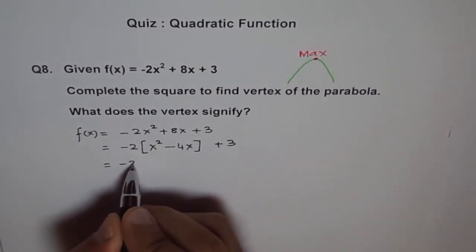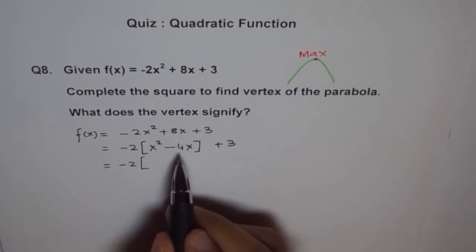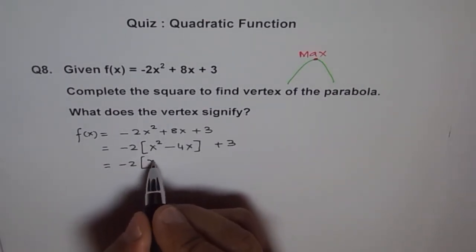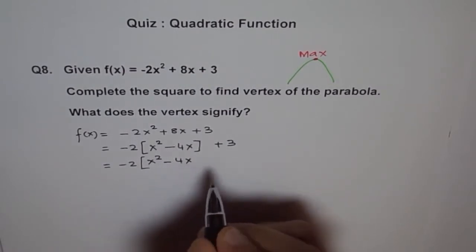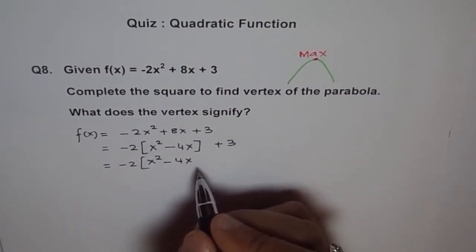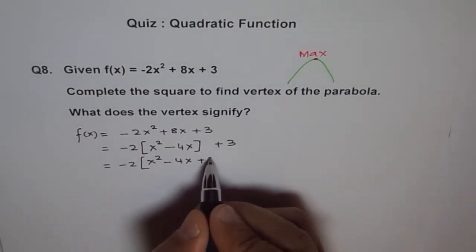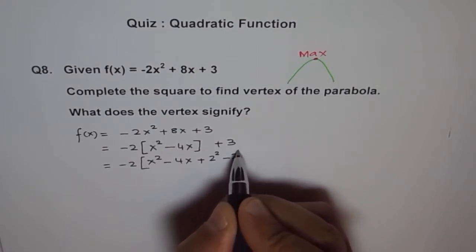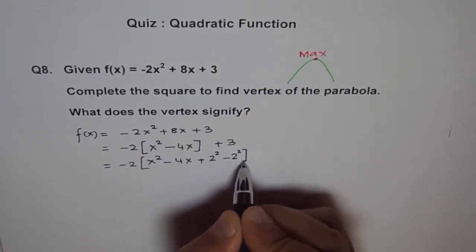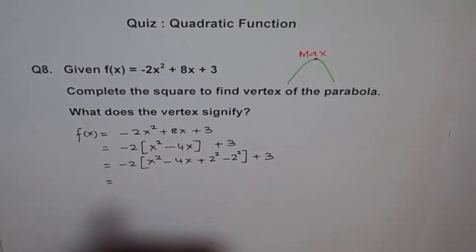Then the next step is we need to find a number which is half of this number, right? And then what should we do with that? We should add and subtract the square of that half, right? So half of this number is 2. So we'll add and subtract 2 squared, correct? Why did we do this? The whole idea is to complete the squares. That's how we get the name, completing the squares, right?